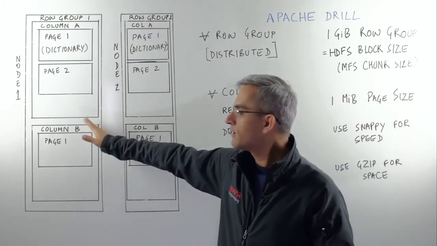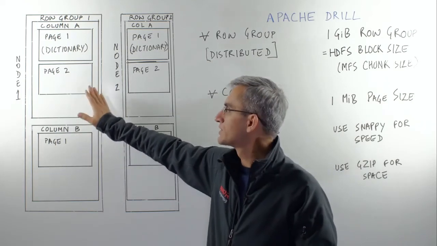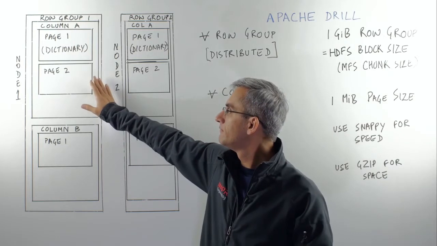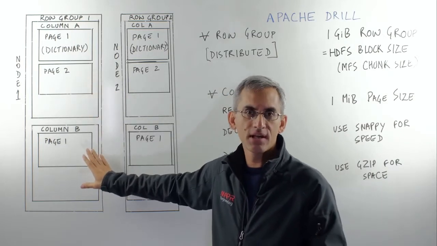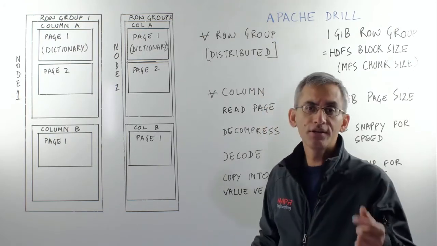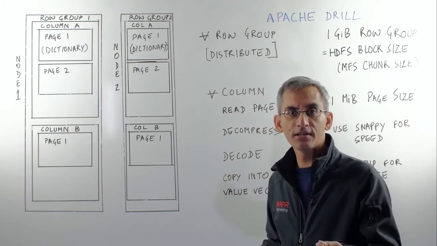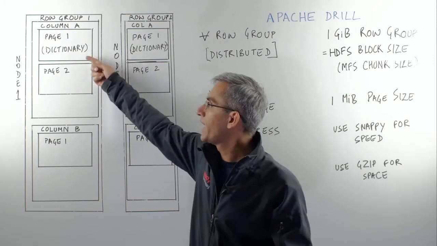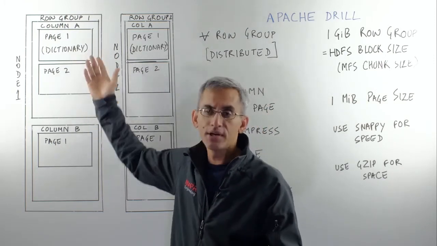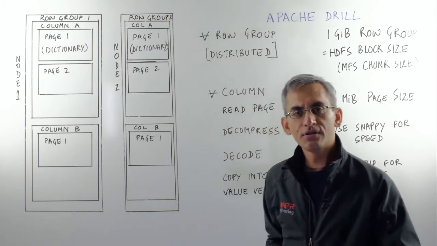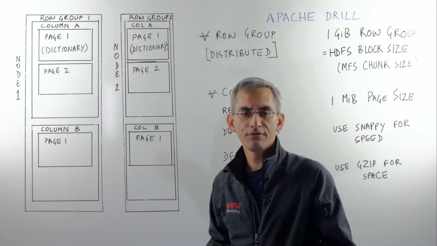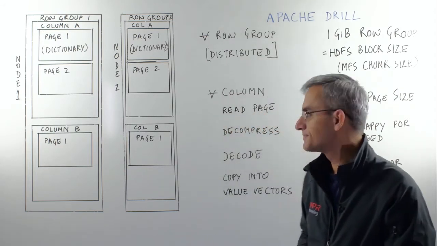So on node 1, a single reader will start reading row group 1. And within that, it will read column A and column B, because that's what it needs to do. And as we mentioned, the single unit of granularity is a page, so we will read a page at a time. Sometimes, as I mentioned, the page could be a dictionary page, which is a very efficient way of storing words that occur very frequently in a particular column, for instance.